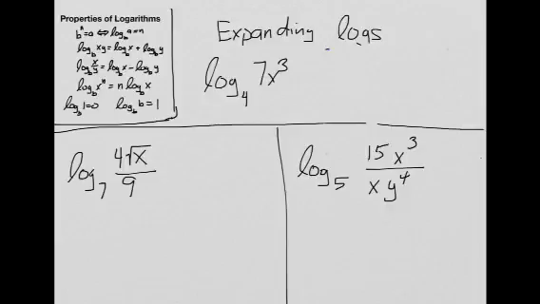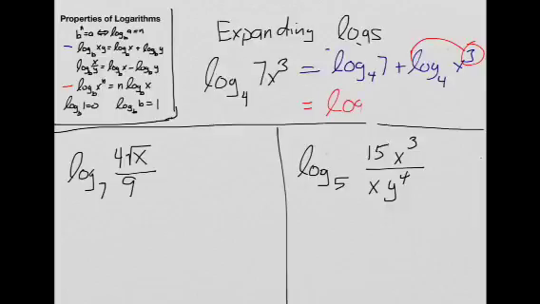So I'm going to use my multiplication property here and change this into a sum of logs, log base 4 of 7, plus log base 4 of x cubed. Then I'm going to use my power property, which allows me to take the power, bring it down as a multiple, and I get the log base 4 of 7 plus 3 log base 4 of x.